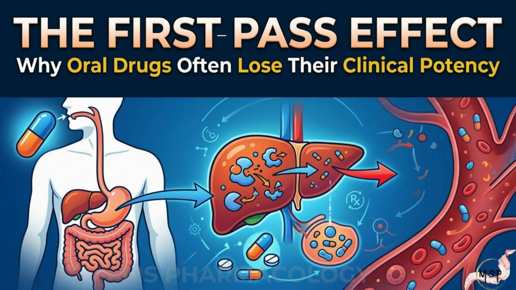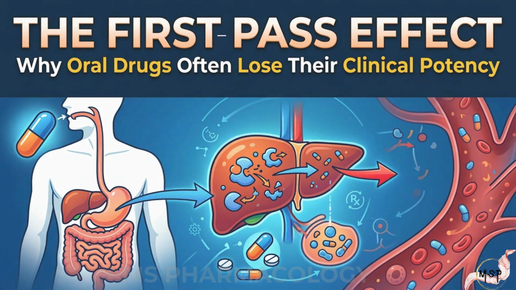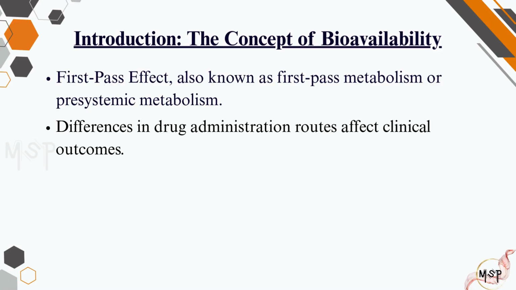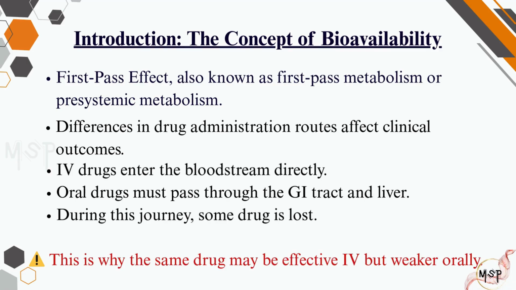Hi there. Today, we'll explore a fundamental concept in pharmacology, the first pass effect, also known as first pass metabolism or pre-systemic metabolism. Differences in drug administration routes dramatically affect clinical outcomes. For example, a medication that is effective when given intravenously may become ineffective when taken as a tablet.